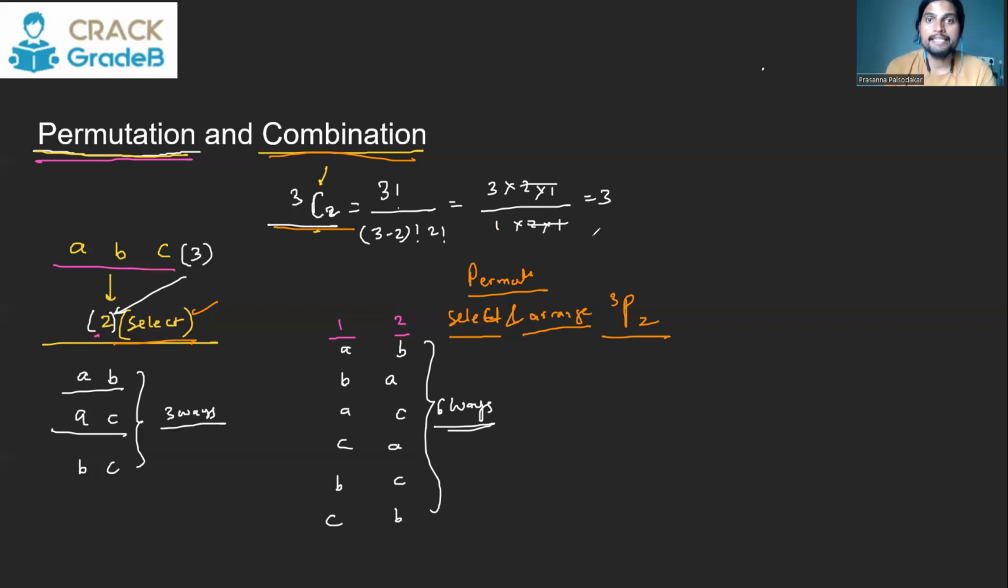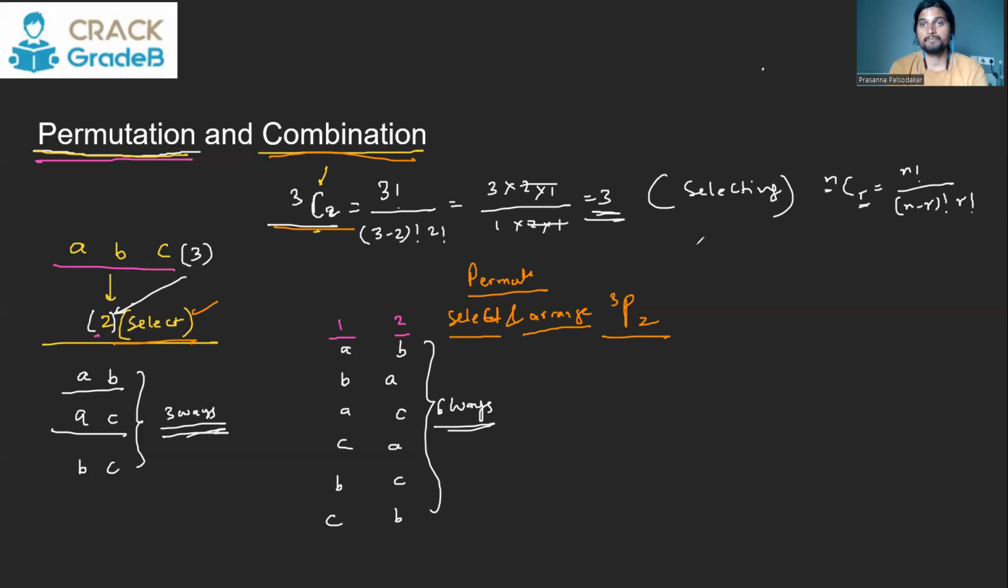And that is why there are 3 ways of selecting 2 people out of 3 people, because combination means selecting. So in general form, nCr, selecting r articles out of n articles, will be n factorial upon n minus r factorial into r factorial.